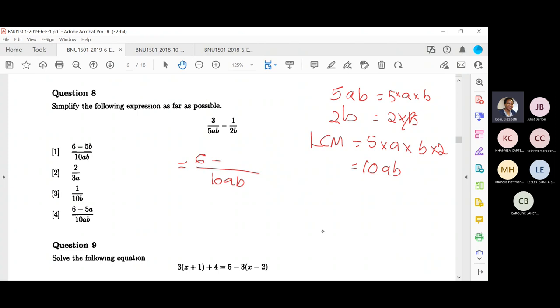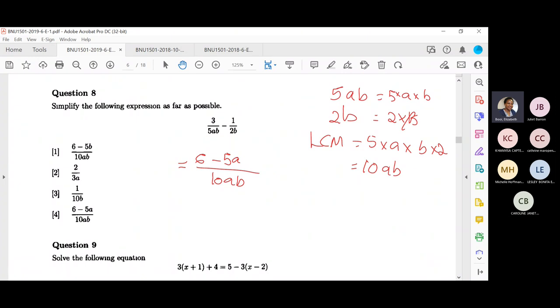Then we come to the next one, which is minus. 2 goes how many times into 10? It goes 5 times. There is no A there, therefore we're going to keep A times 1. 5 times 1 is 5, and because there is no A, we're going to keep that A there. B goes 1 time into B, so then it's nothing. So the answer is 6 minus 5A divided by 10AB.